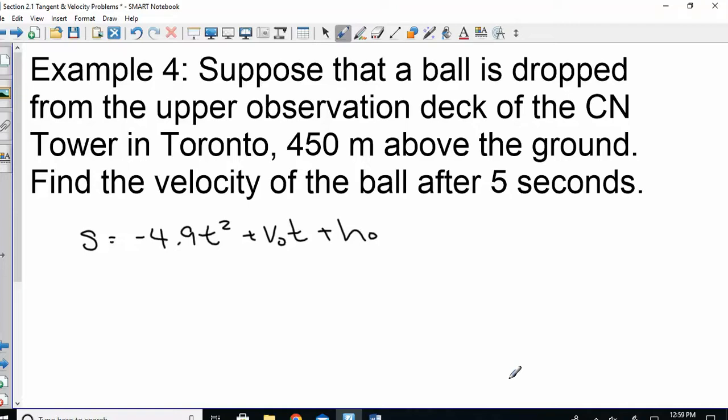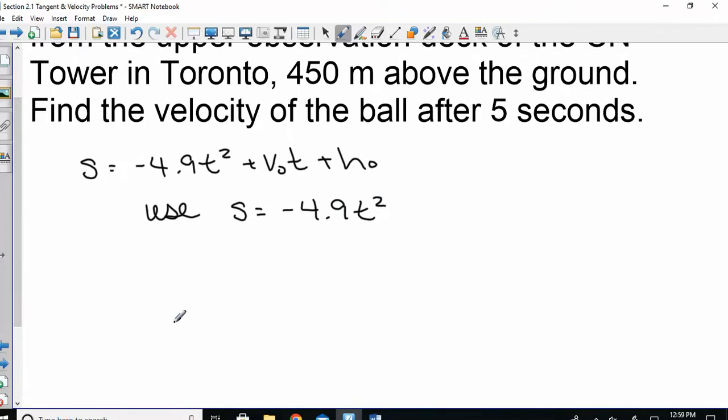Because ultimately, we don't care about the height, we're looking for the velocity, which is the speed. These are just variables. We're just going to be finding a slope, and that 450 is just going to be one more number that is subtracted off, and it's going to go away anyway. So to make life easy, we're going to assume we start at height 0, and our beginning velocity is 0, so we'll just go with this function.